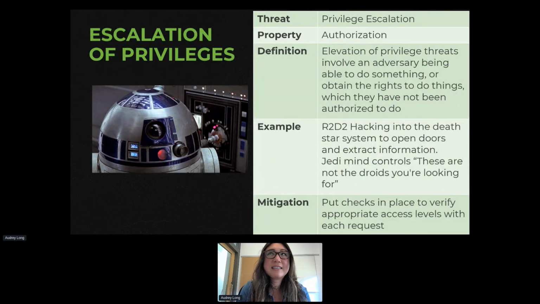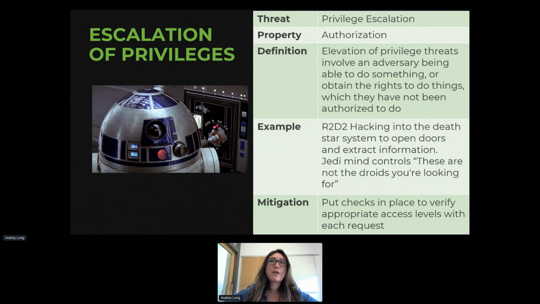Now, last but not least, E stands for elevation of privilege, and it's a property of authorization. Elevation of privilege involves adversaries being able to do something or obtain the rights to do things which they have not been authorized to do. Preventing unauthorized personnel from gaining unauthorized access to sensitive areas is crucial. Elevation of privilege threats could enable attackers to manipulate the station's operations from within, and implementing the principle of least privilege and rigorous access controls can counteract those risks.